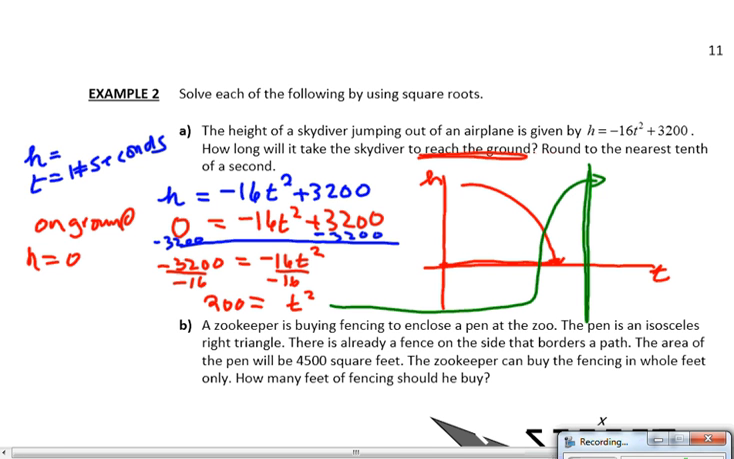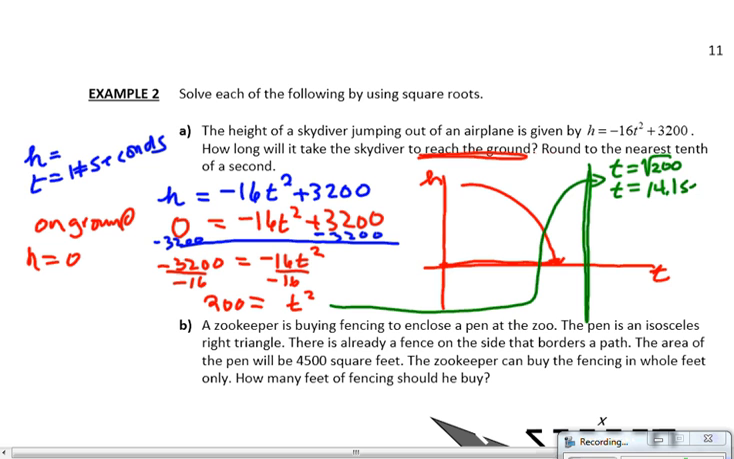So we'll come over here and do that in green. We'll take the square root of both sides. So that will give us that t is going to be equal to the square root of 200, which, I guess we don't really know that, so we're going to have to put that into our calculator to get it. So I'll do that right now. And I get 14.14, rounding it off to, oh, I need the nearest tenth, so I'm going to scratch that out. That would be 14.1 seconds.